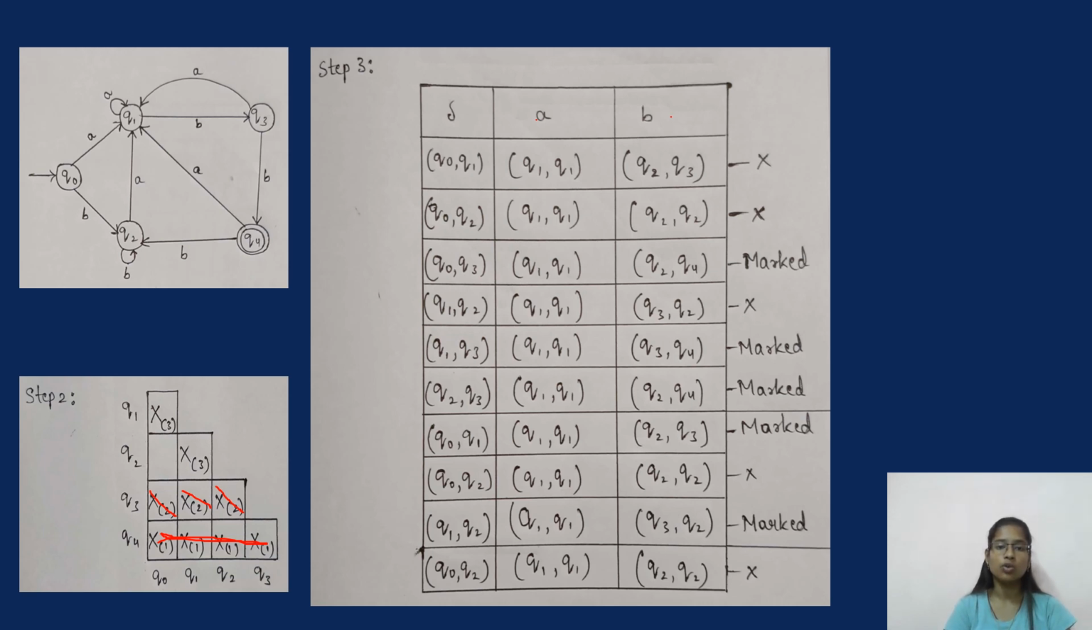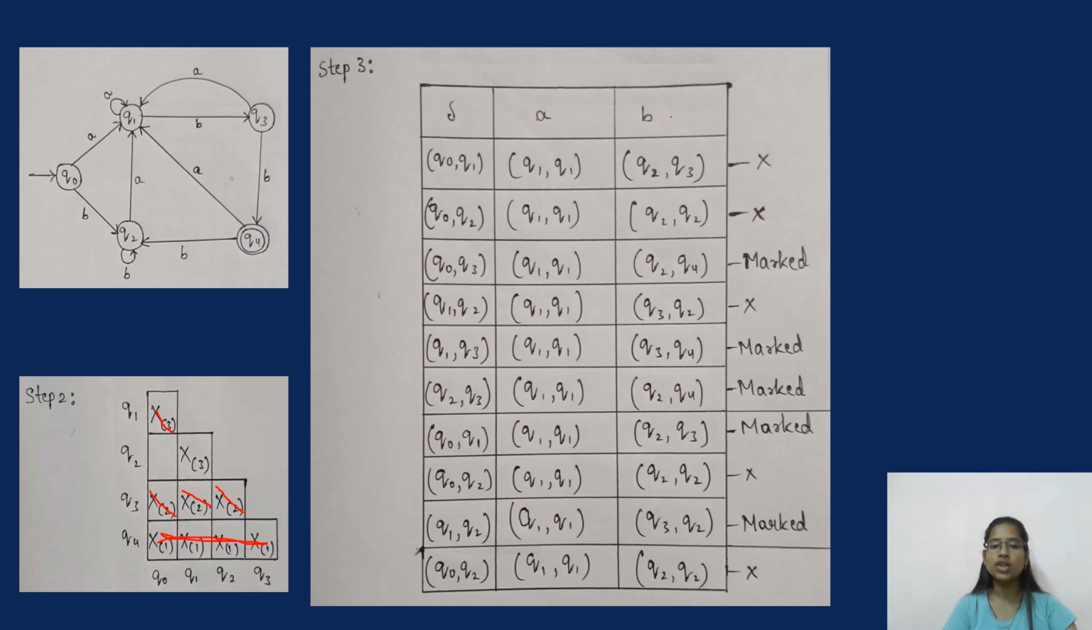So q0 comma q1. q0 on A moves to q1, and q1 on A moves to q1. So it is looped. q0 on B moves to q2, and q1 on B moves to q3. We'll check q2 comma q3. q2 comma q3 is marked, so we'll mark this one. And next we'll go with q0 comma q2. q0 on A moves to q1, q2 on A moves to q1, and q0 on B moves to q2, q2 on B moves to q2. So these two are looped, so we'll not mark this state.